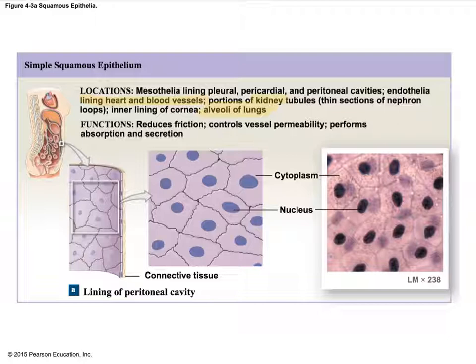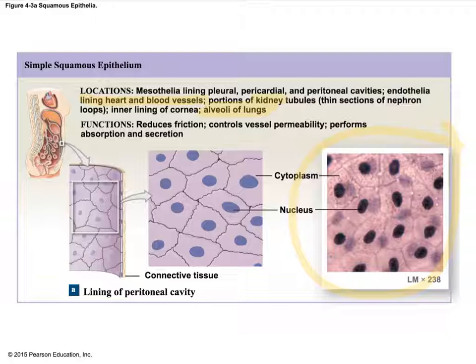I think the function that we already wrote for absorption and secretion will be fine. We don't need to add these other functions unless you want to. But here's a picture of simple squamous in the peritoneal cavity, which is outside your digestive system. And here, over on the side, is what you're going to see under the microscope when we look at that.